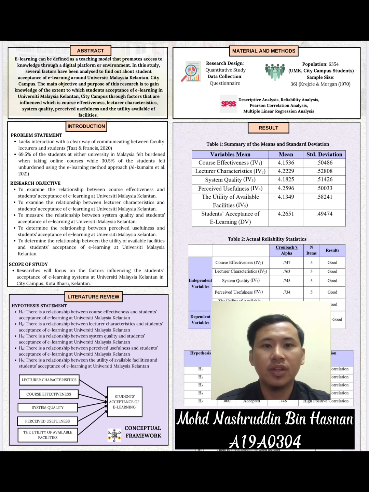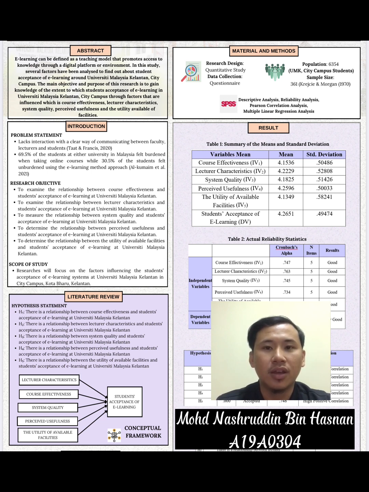This chapter briefly reviews the literature of the dependent and independent variables. The independent variables consist of cost effectiveness, lecturer characteristics, system quality, perceived usefulness, and the utility of available facilities. Thus, the dependent variable is the students' acceptance of e-learning. This chapter also includes the hypothesis statement and conceptual framework regarding the factors of student acceptance of e-learning.